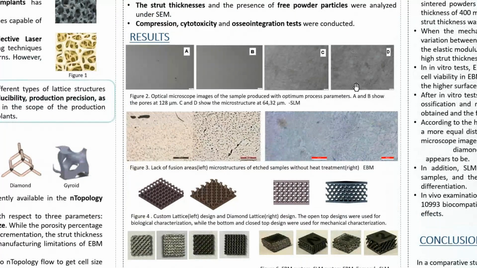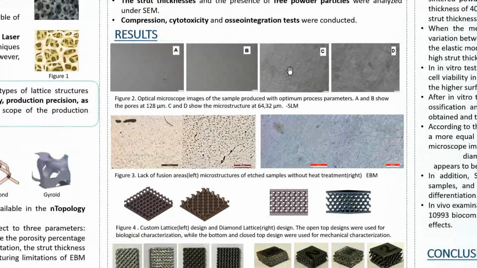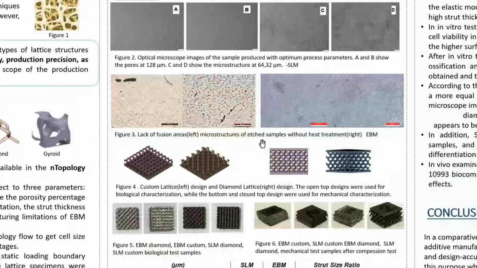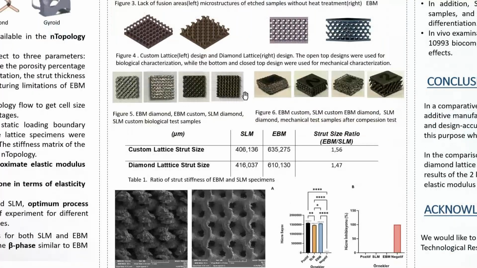In some of the SLM produced samples, we could see the honeycomb structure, unlike the EBM. Also, the lack of fusion areas was more intense in the EBM process. So for further study, we designed two samples, one for the mechanical test and one for the in vitro and biological tests. You can see our biological test samples and the mechanical test samples after the compression test.